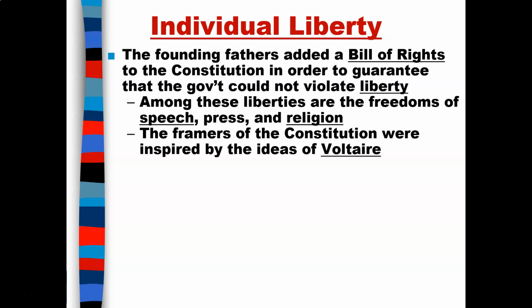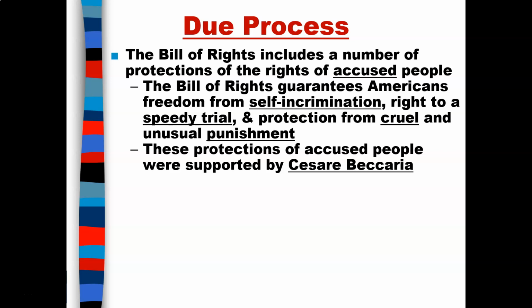Individual liberty. The Founding Fathers added a Bill of Rights to the Constitution in order to guarantee that the government could not violate liberty. Among these liberties are the freedoms of speech, the press, and religion. The framers of the Constitution were inspired by the ideas of Voltaire. Now, due process. The Bill of Rights includes a number of protections of the rights of accused people. The Bill of Rights guarantees Americans freedom from self-incrimination, right to speedy trial, and protection from cruel and unusual punishment. These protections of accused people were supported by Beccaria.